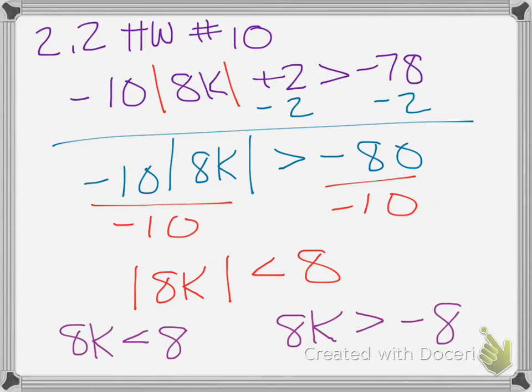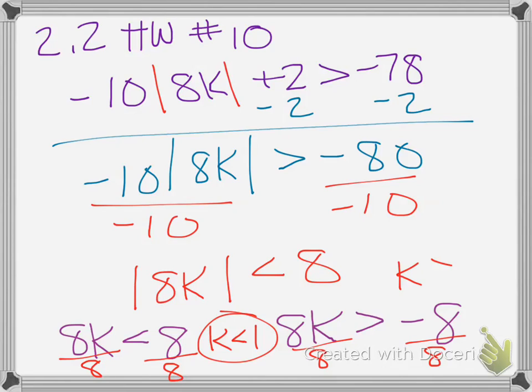Now, what I need to do is, as I run out of room here, divide both sides by 8, and I get k is less than 1. That's one answer. And then over here, divide both sides by 8, and k is going to be greater than negative 1. So when I graph this, k has to be the numbers greater than negative 1, but less than 1. So the numbers that I actually get are between 1 and negative 1.